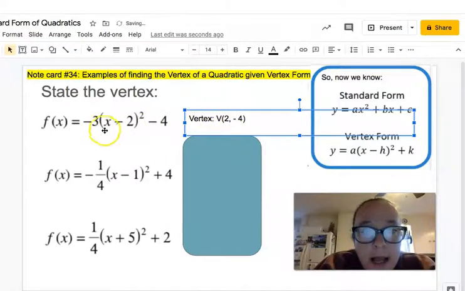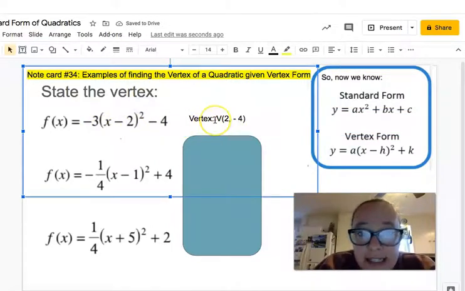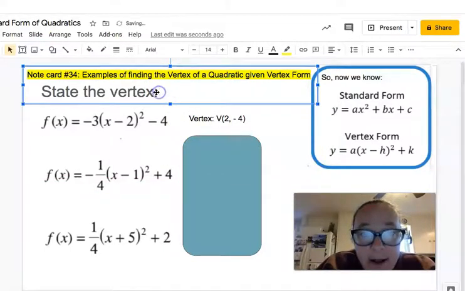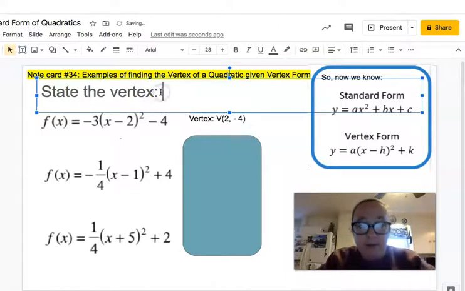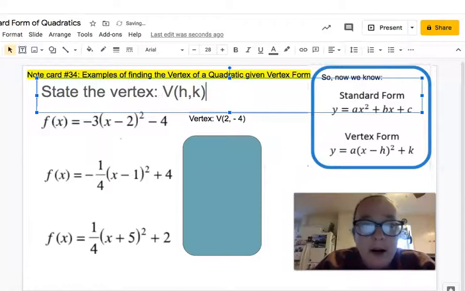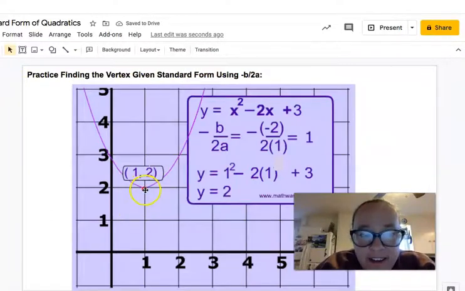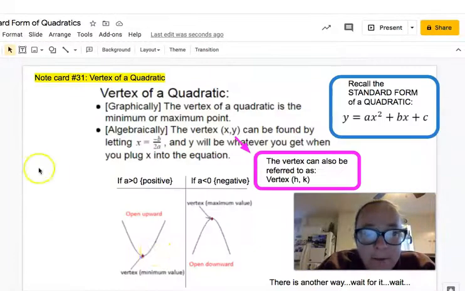So I'll go over this again, but the vertex is 2, negative 4. The vertex is just H, K, guys. You don't need A, you don't need B, you don't need C. You need H and K. So remember, the vertex is H, K, H comma K. It's an ordered pair. Remember, the vertex is an ordered pair. It's the minimum or the maximum depending on whether it's opening up or down.